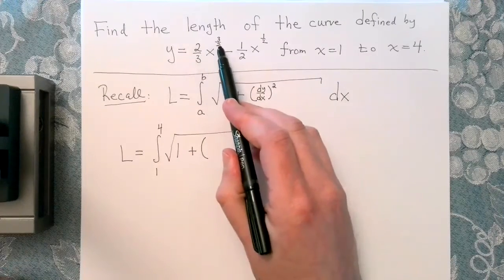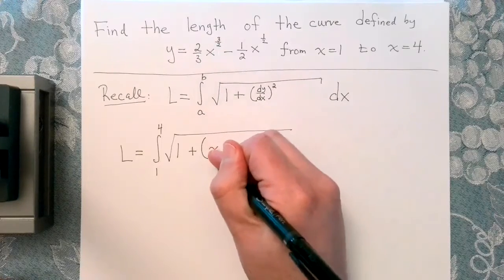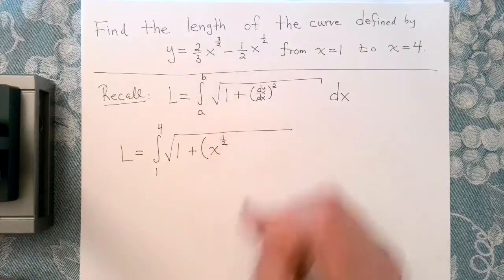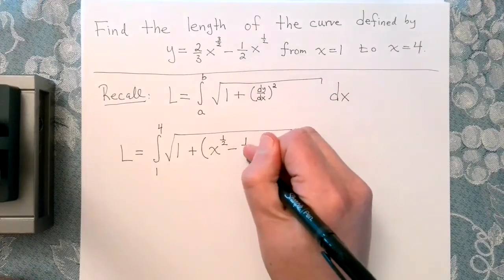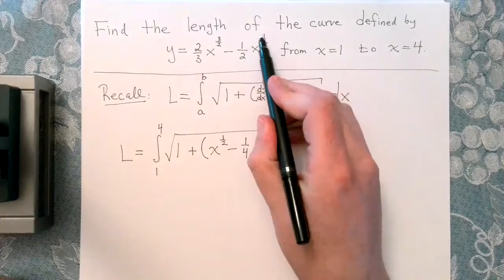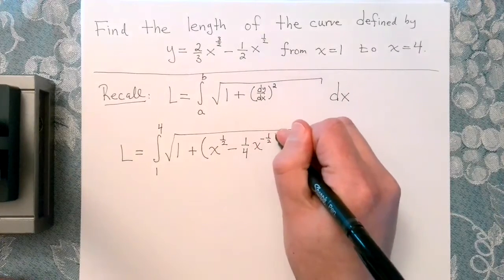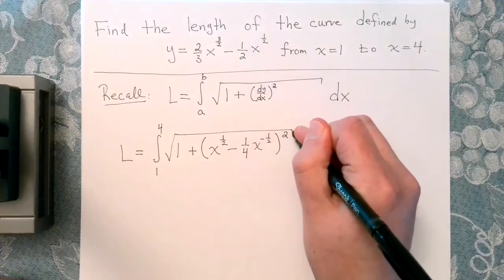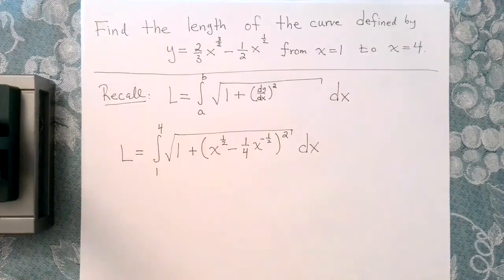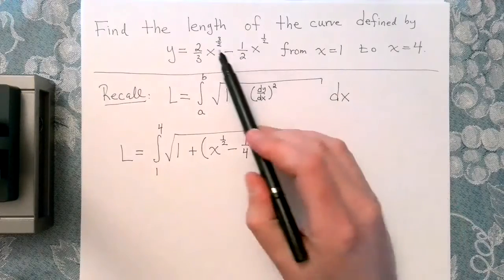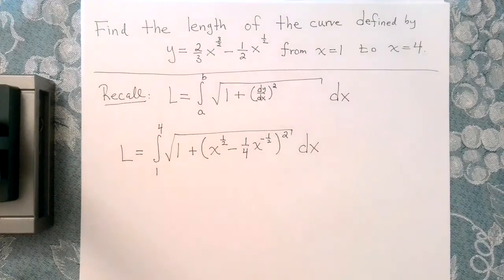It looks like power rule. So this product will be 1 and then drop the power, so that looks like x to the 1/2. Now here, when I take the product, that looks like minus 1/4 and then drop the power by 1, so that's going to give me x to the minus 1/2 power. And that quantity is squared. Okay, so there's my setup. As always, I'm going to double check. That seems fine.